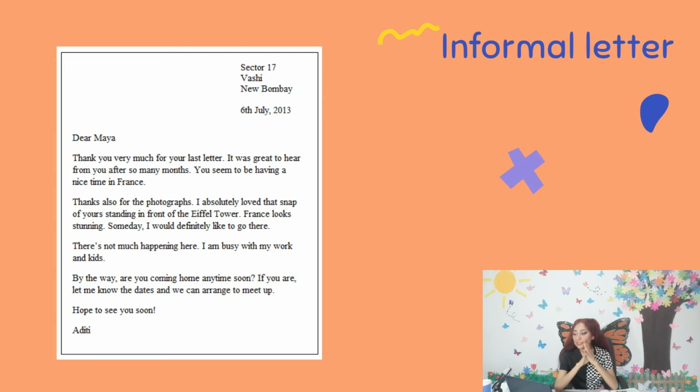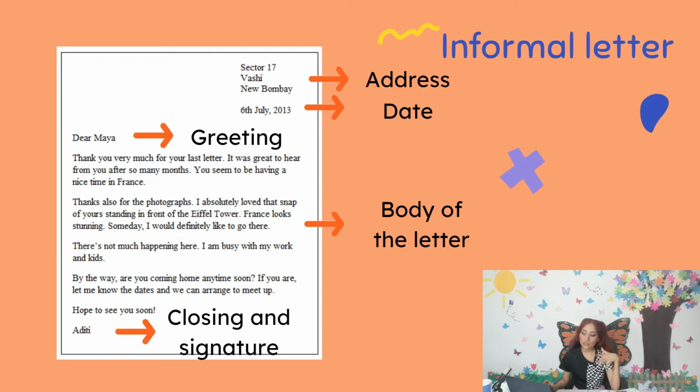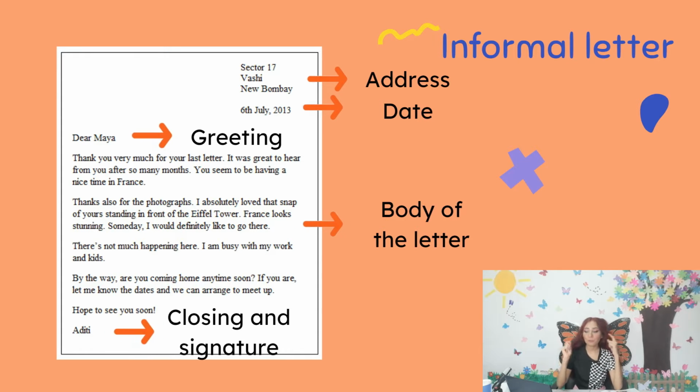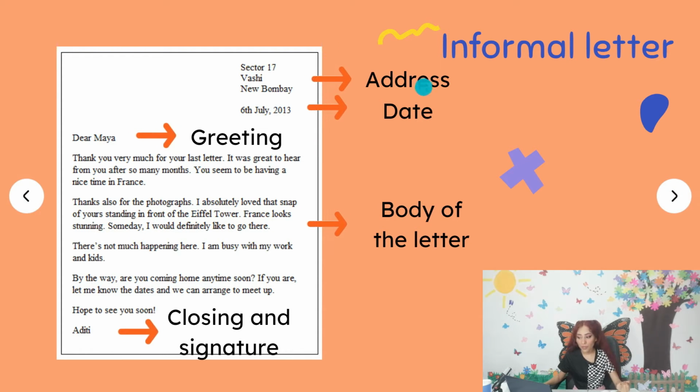Yesterday we had an amazing class, and today we're going to review what we did yesterday. So yesterday we learned how to write an informal letter, and I showed you the parts of an informal letter. These are the main parts that your letter needs to have so it can be an informal letter. It needs to have your address, the day when you are writing it, the greeting, the body of the letter, and the closing and the signature.